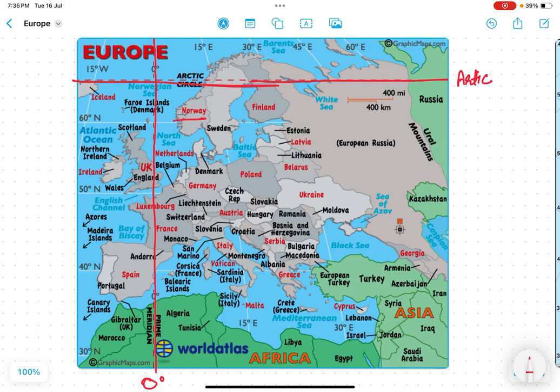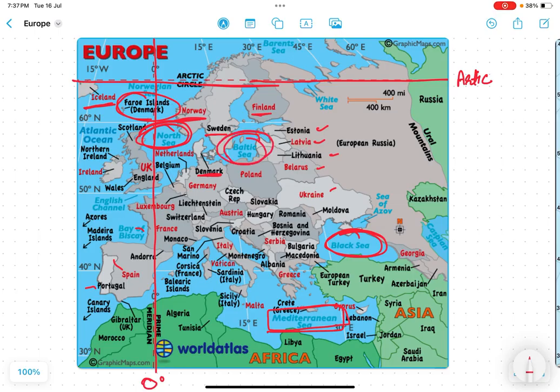At the top we have Norway, we have Iceland here, we have Faroe Islands, the Faroe Islands of Denmark. Denmark is right here. Sweden, Finland, and rest of the countries that you know about. This is Estonia, Latvia, Lithuania, Belarus, Ukraine. Then other countries we have Portugal, Spain, France, and rest of the countries right here. So you can see we have Mediterranean Sea right here, Black Sea right here, and we have North Sea right here, Baltic Sea right here, White Sea. So this is the basic idea of Europe.